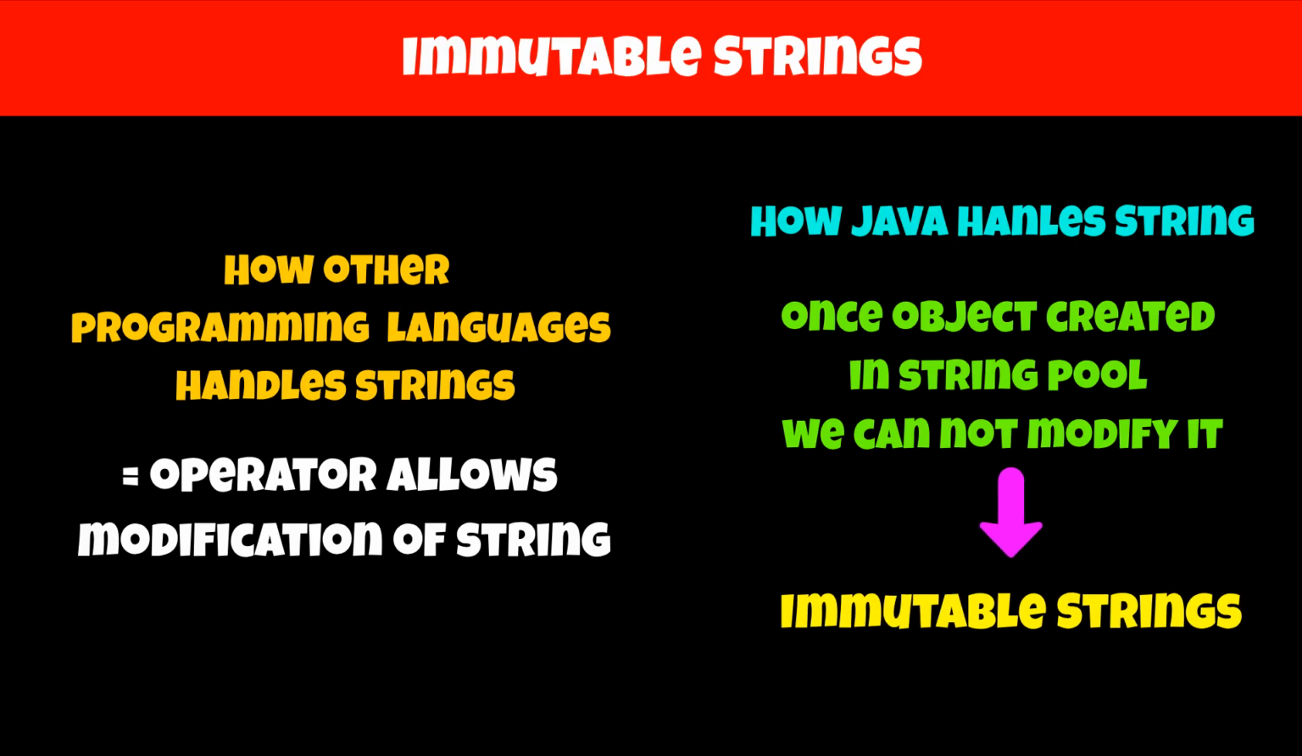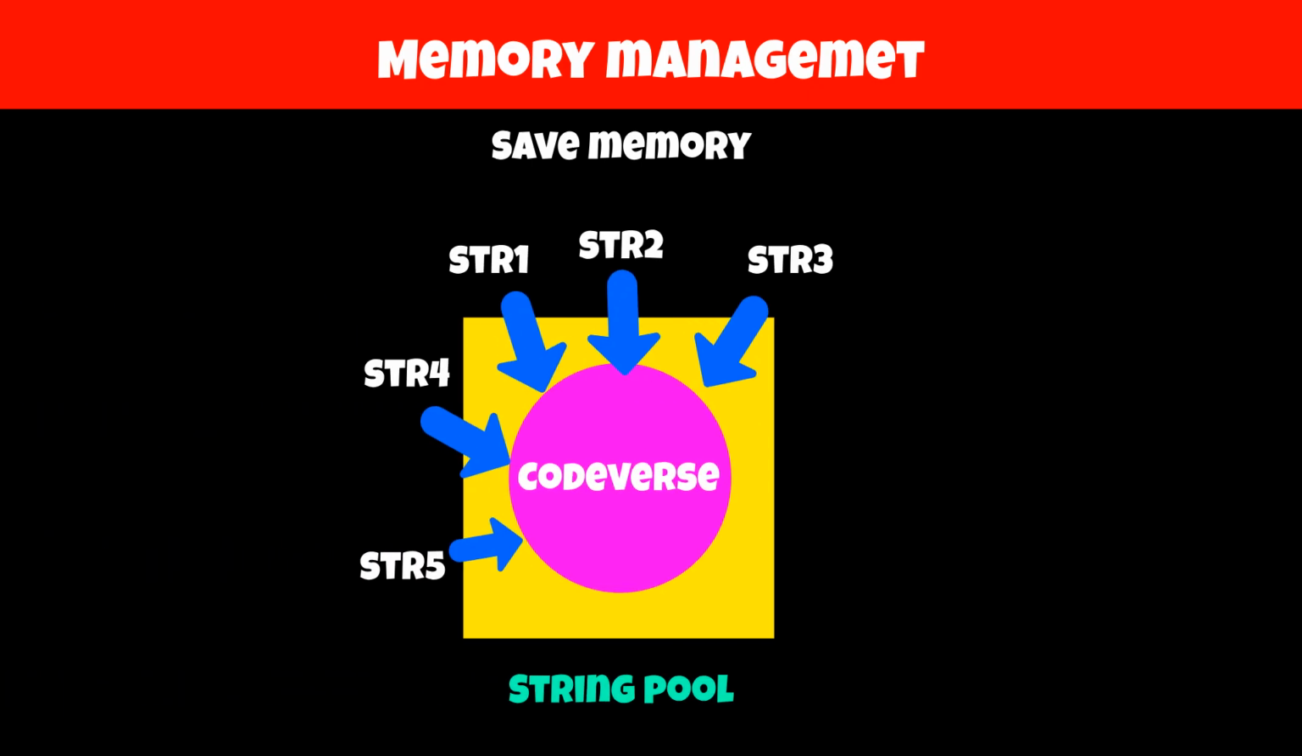Now let's understand why Java developers decided to make strings immutable. The first reason is to save memory. When you create 10 different variables with the same value, instead of creating 10 different objects in the string pool, Java will create only one object in the string pool and all 10 variables will point to it. This saves a lot of memory.